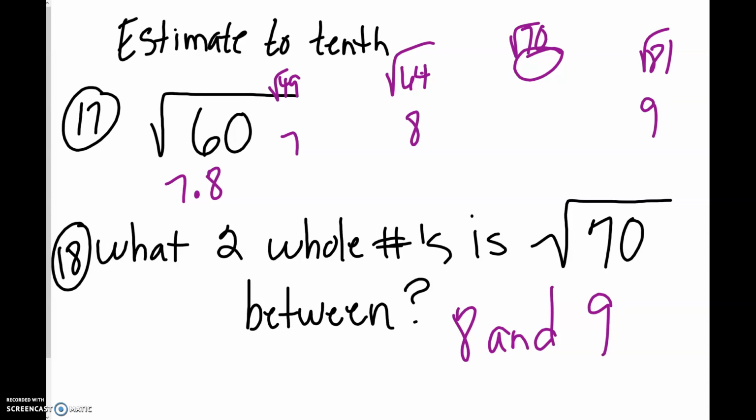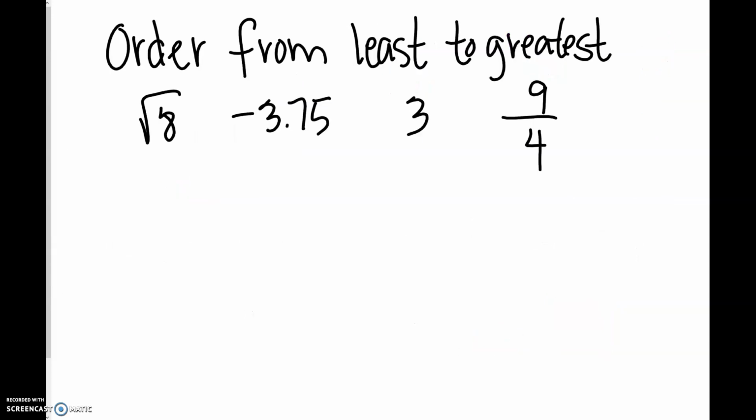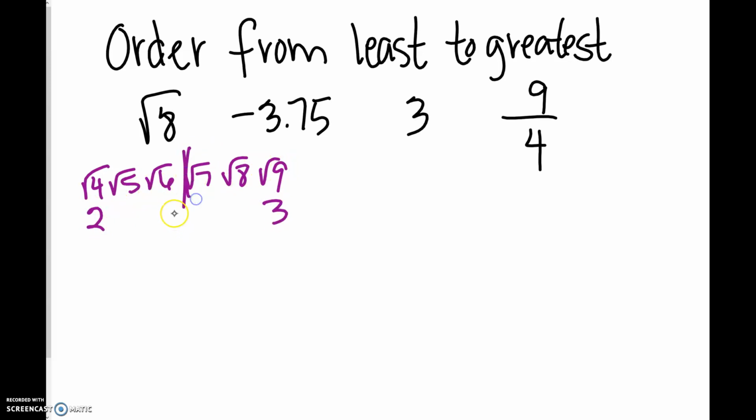All right, last problem on the review before we get to the assignment is ordering these from least to greatest. And it's typically easier if we do this all in decimals. So let's figure out what this is going to be. Square root of 4, square root of 5, square root of 6, square root of 7, square root of 8, square root of 9. So here's 2 and here's 3. 1, 2, 3, 4. So right here is 2.5, and it looks like 8 is going to be bigger than that, so let's say that's about 2.7.